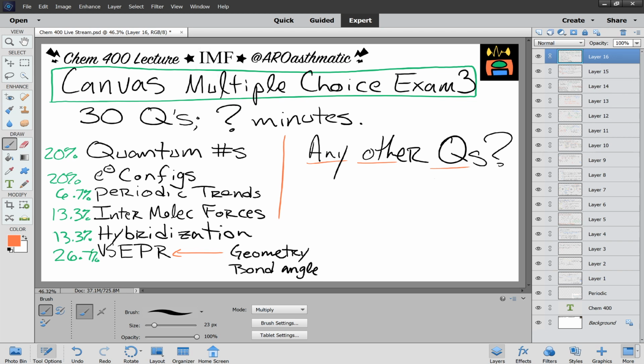Everything after that will be represented between the multiple choice and the take home, but not necessarily everything on the multiple choice will be on the take home and vice versa. For example, usually on my exam 3 I put quantum numbers problems as multiple choice. So they may or may not show up on the written. I haven't decided that yet.